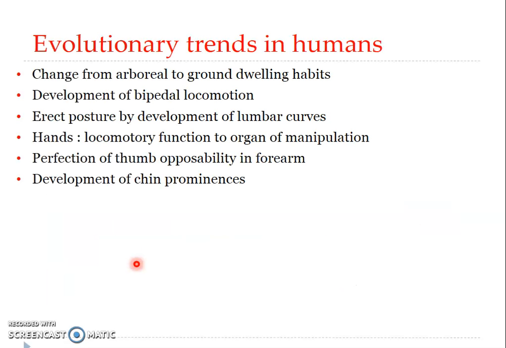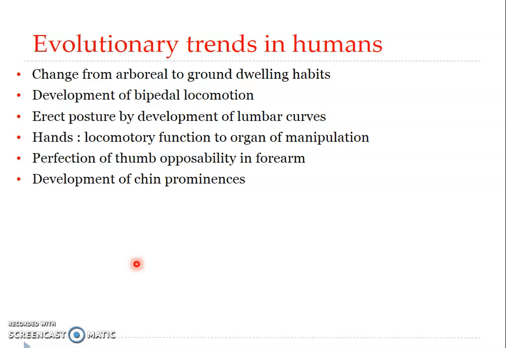This is where the evolutionary trends in humans we are going to discuss come in. What were the different major evolutionary changes that happened during the course of human evolution that led to the human form from an ape-like form?